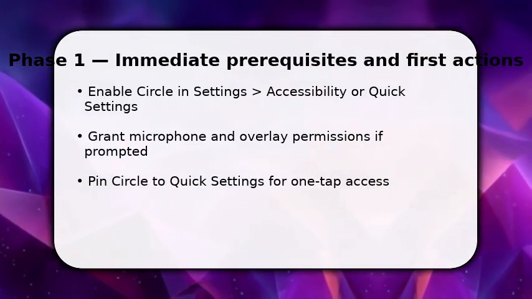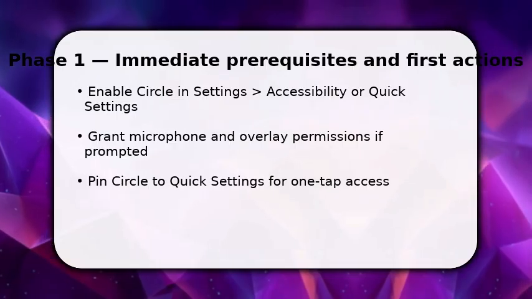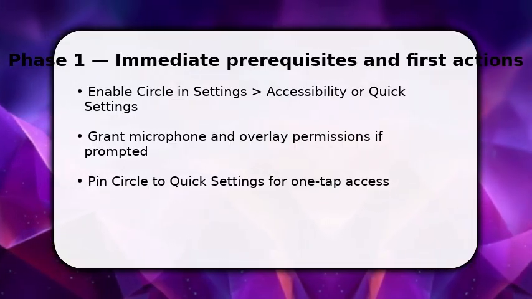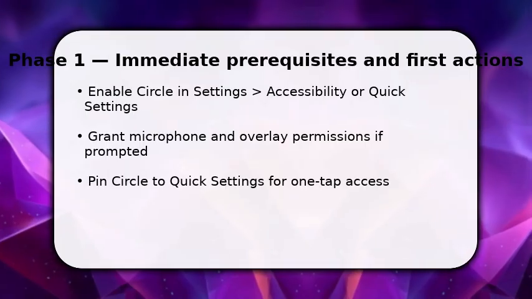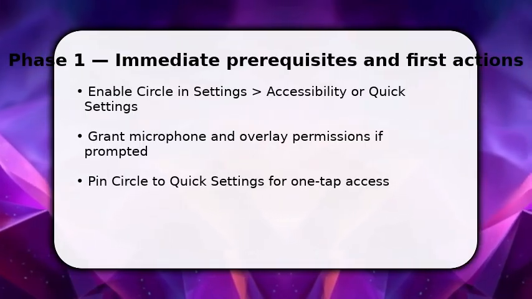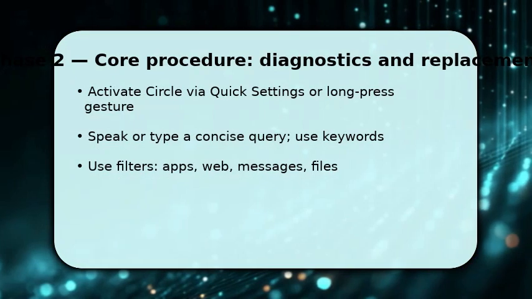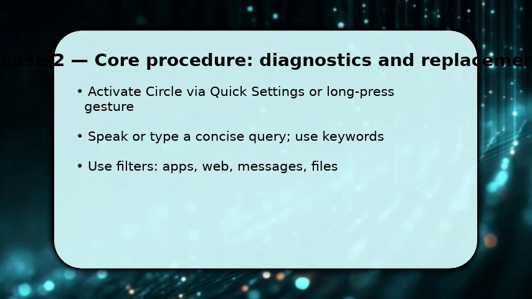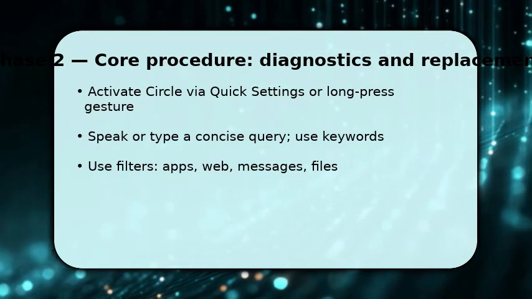Make sure to pin Circle to Quick Settings for instant access. This step reduces friction. You won't interrupt workflow later, and it prepares the phone to accept the search trigger immediately. Now you trigger Circle from Quick Settings or your chosen long press gesture, which opens the overlay quickly.